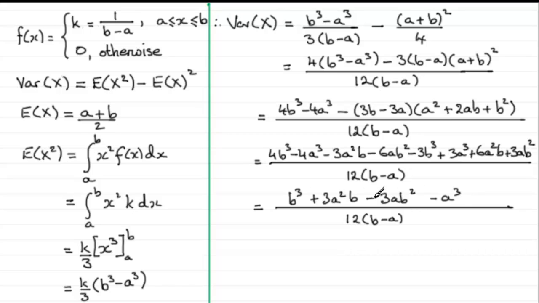Now this top is a well-known expression. It is exactly the same as b minus a all cubed. And you might like to expand that out. You can check it out. You'll see that you do get that. And that is all divided then by 12 bracket b minus a.